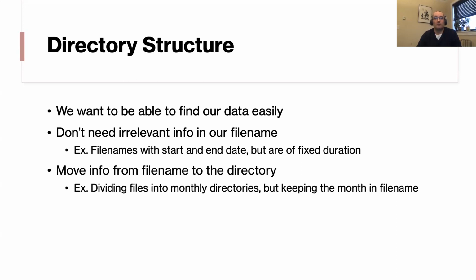You could move your information from the file name to the directory. So if you are collecting something every day, you could divide it up into years. All of 2020's data goes in one directory. And then all the data collected in November goes in a further subdirectory. By doing this, you now don't need the year and the month in the file name, because that information is contained in the directory.